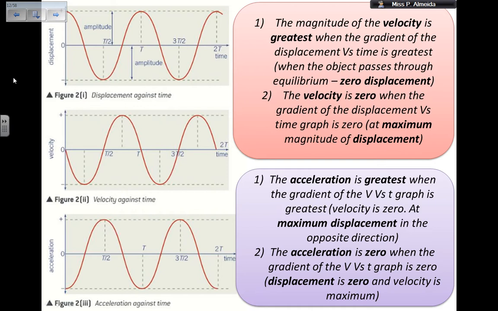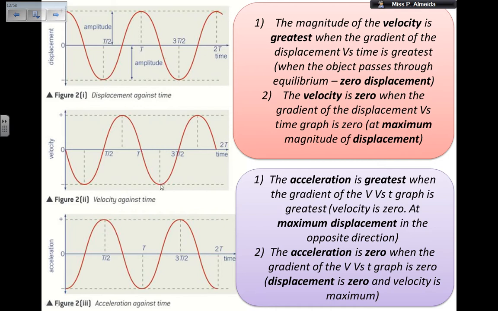That's when I have the higher kinetic energy. And then the velocity is 0 when the gradient of the displacement versus time graph is going to be 0. So that happens at maximum magnitude of displacement. So here is when my velocity is going to be 0, and you can see that here. So at the maximum displacement, my velocity is going to be 0.